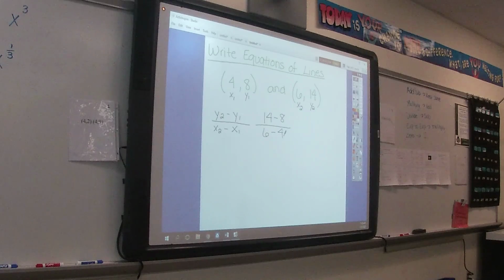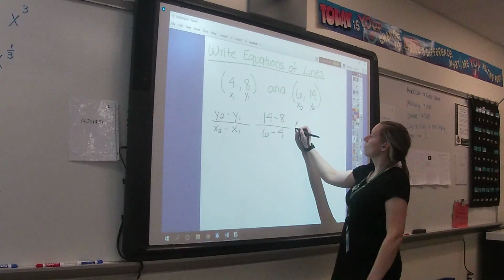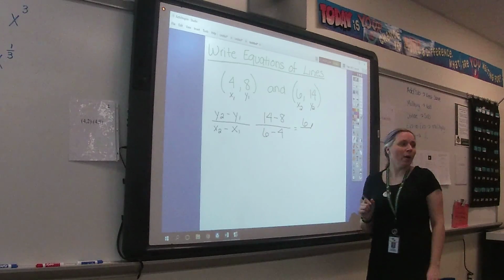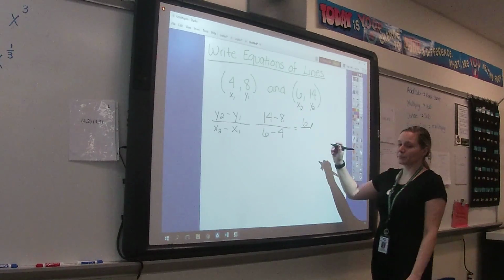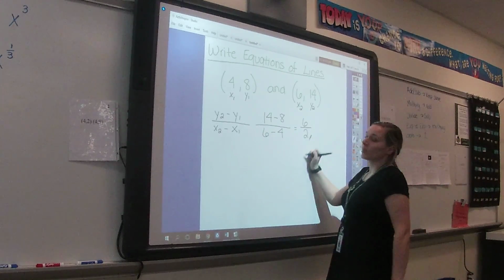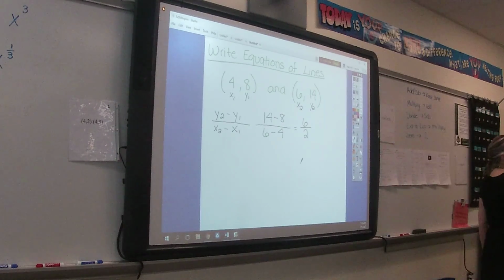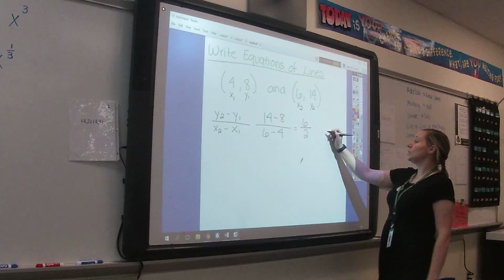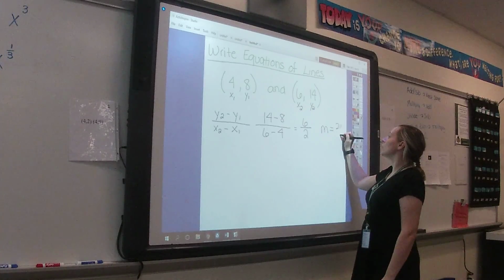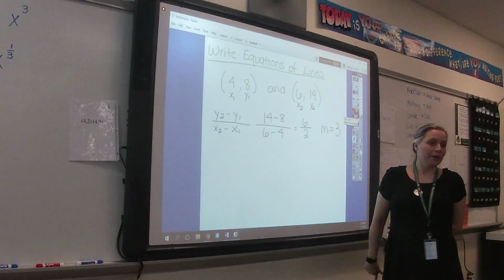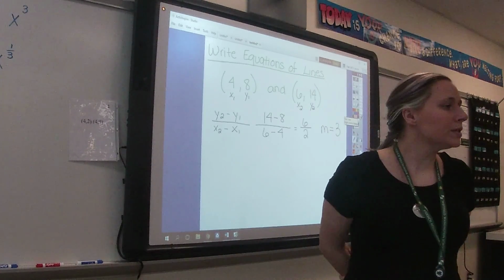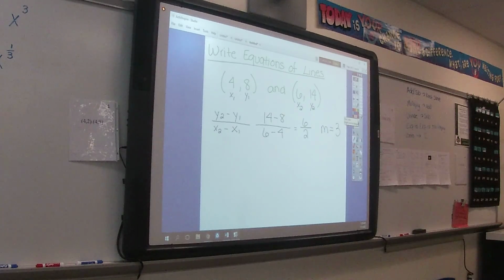What is 14 minus 8? 6. And what is 6 minus 4? 2. And what does this reduce to? So what does our slope equal? Great, I found the slope. How is that going to help me?